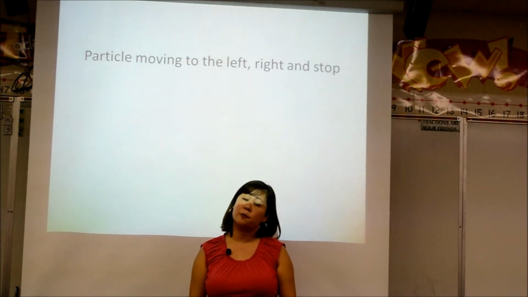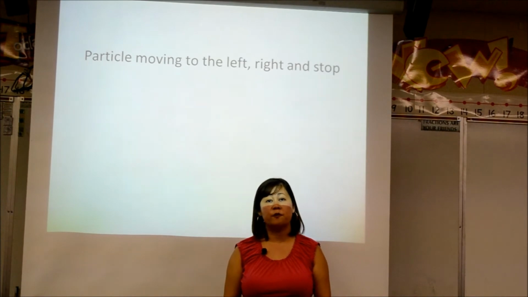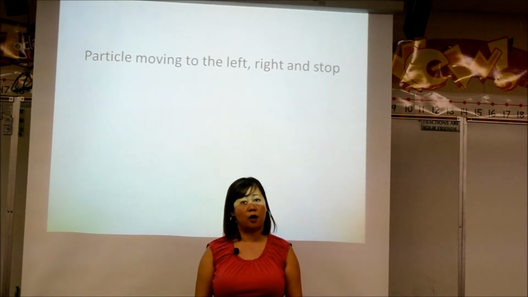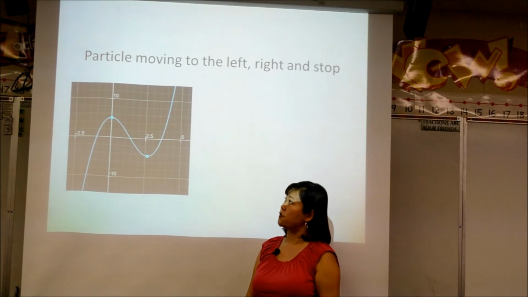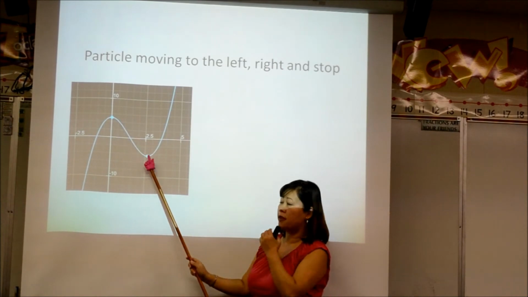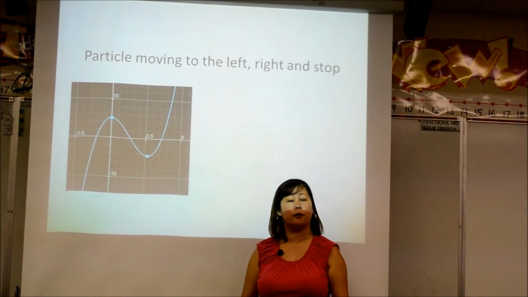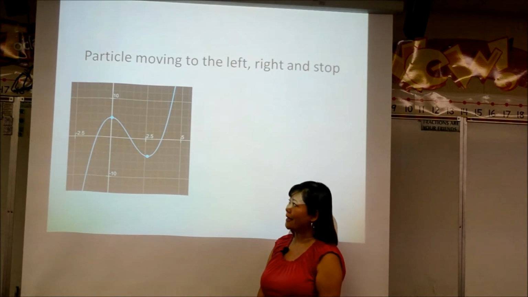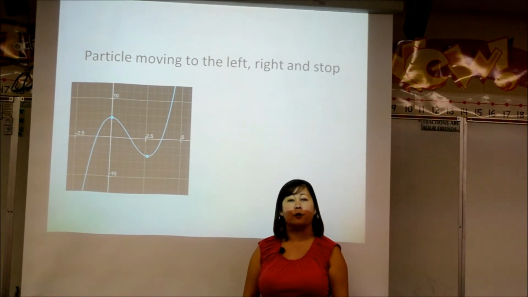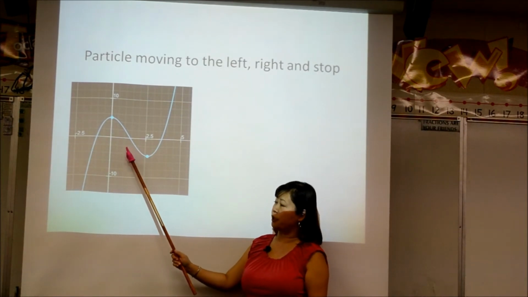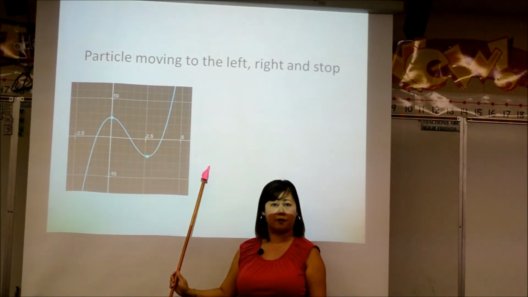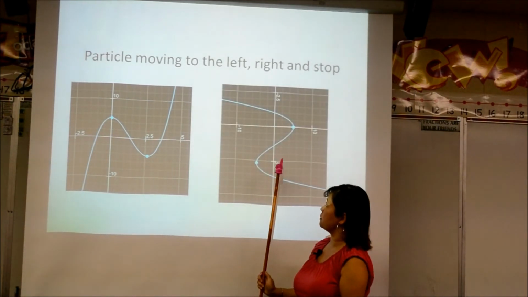So let's talk about the particle. When a particle is moving to the left, to the right, and also stopping, we're going to graph the equation out just like this, but it really can't determine that at this point. So what you're going to do is take the graphing calculator, move it 90 degrees to the right-hand side, and it's going to flip over something like this.